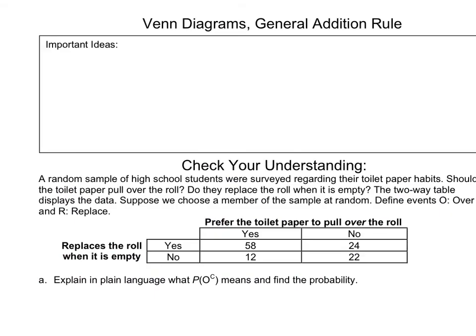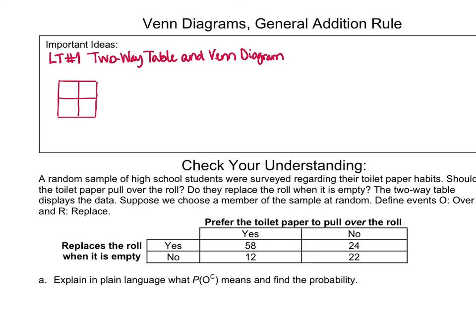Our first learning target was all about calculating probabilities from two-way tables and Venn diagrams. I'm going to set it up with a simple two-way table with two values of each of the two variables. And the values are going to be A and not A, B and not B. And let's just label these areas 1, 2, 3, and 4. Now let's set up the Venn diagram and number the areas that correspond to the areas or the cells in the two-way table.